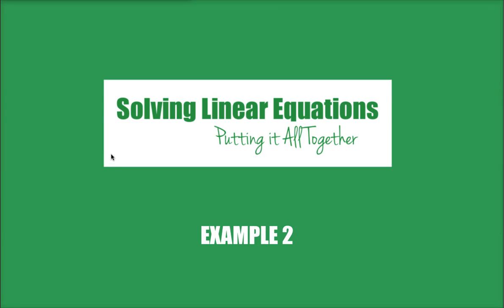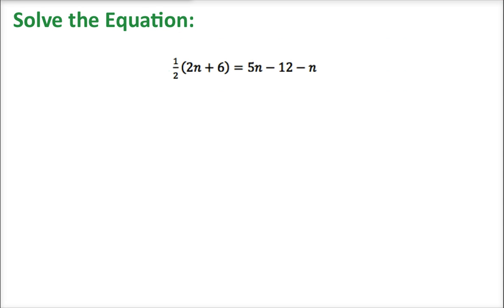Okay, here's example number 2 for you. This one looks like one on your assignment, so pay close attention. So we need to solve the equation 1/2 times the quantity 2n plus 6 equals 5n minus 12 minus n.